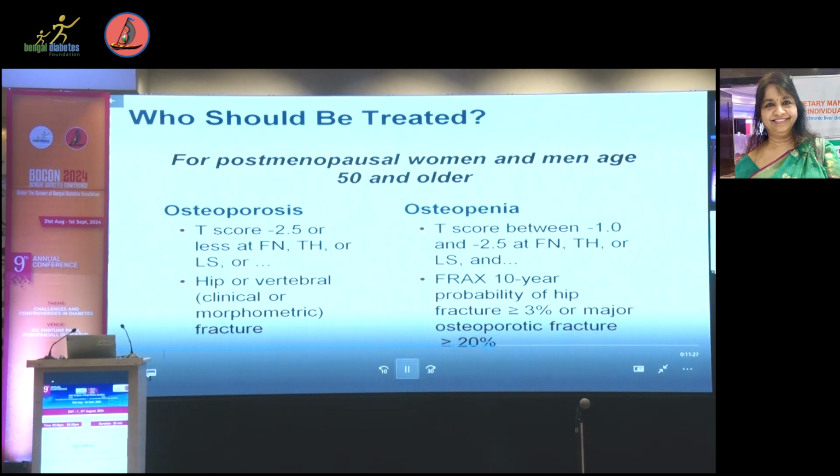Who should be treated? We make sure that for all postmenopausal women and men aged 50 and older, if they have a T-score that is more than minus 2.5, when they say here minus 2.5 and I said more than minus 2.5, minus 3 and minus 3.5 and minus 4 is what I mean when I say more. And if they have hip or vertebral, clinical or morphometric fractures, that's osteoporosis. Osteopenia is minus 1 to minus 2.5, and fracture probability of hip fractures greater than or equal to 3%, or major osteoporotic fractures greater than 20%. These people should definitely be treated.